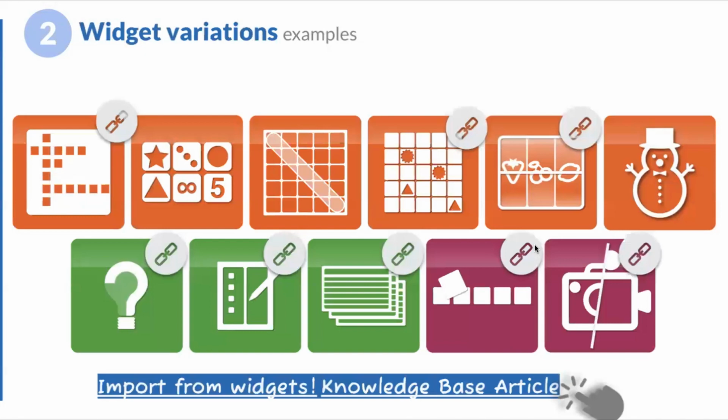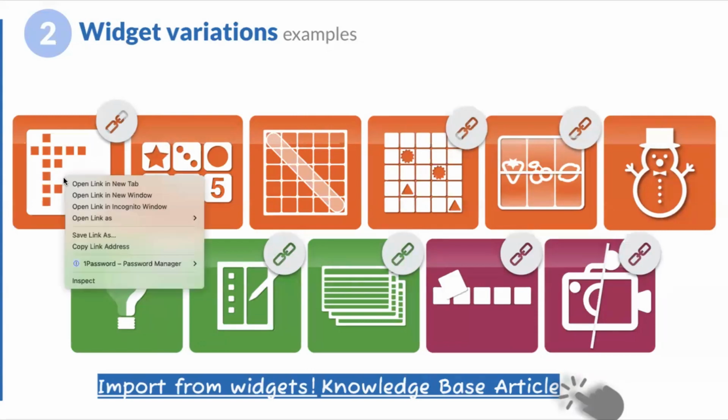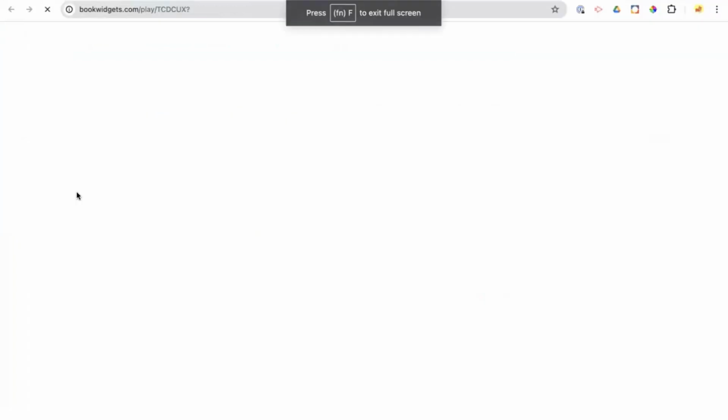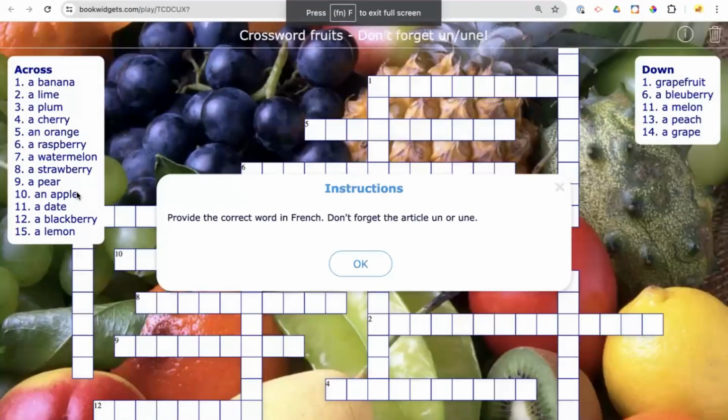And then here are some widget variations. It's the same content in all of these, and all of these activities were created using that import from widget option that I showed you earlier. So here we have a crossword about different fruits. The clue is in English, but the answer would be in French. So provide the correct word in French.